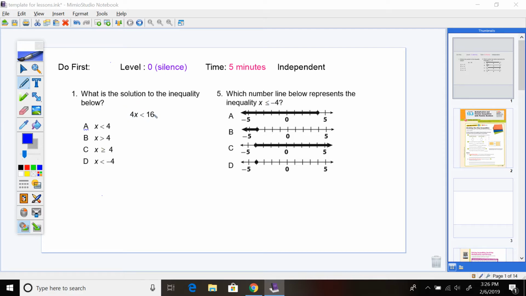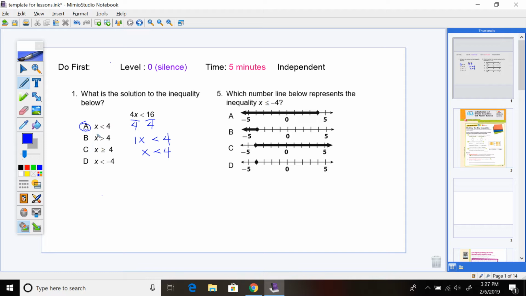4x less than 16. Due to the fact that this is 4 times x less than 16, we're going to do the inverse operation of multiplication. Therefore, we're going to divide both sides by 4 because that is the coefficient in front of the variable, and we want x to be isolated. So 4 divided by 4 is 1 whole, less than 16 divided by 4 is 4. That is the same thing as 1x less than 4. Therefore, the answer is A.